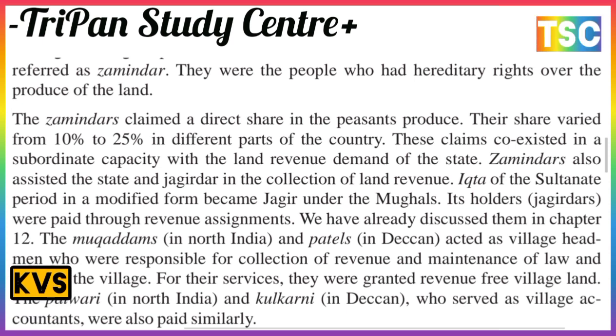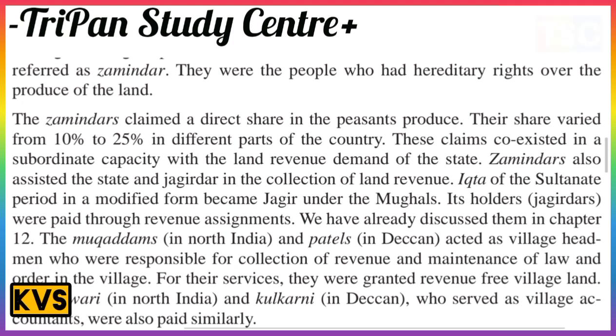This is the most important. The Zamindar had a claim to a direct share of the peasant's produce, and their share varied from 10% to 25% in different parts of the country. This claim coexisted in a subordinate capacity with the land revenue demand of the state, and the Zamindar also assisted the state and the Jagirdar in the collection of the land revenue.